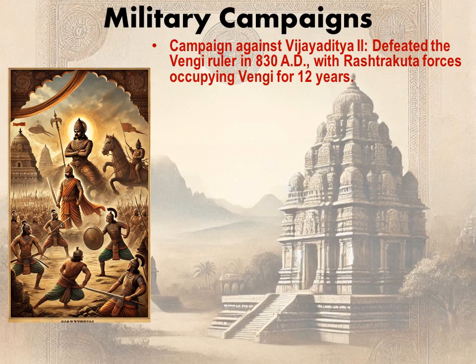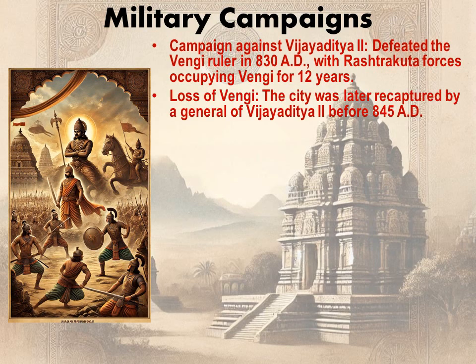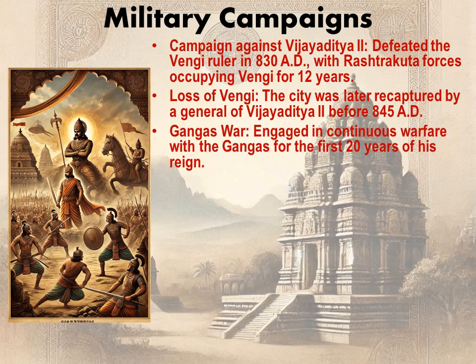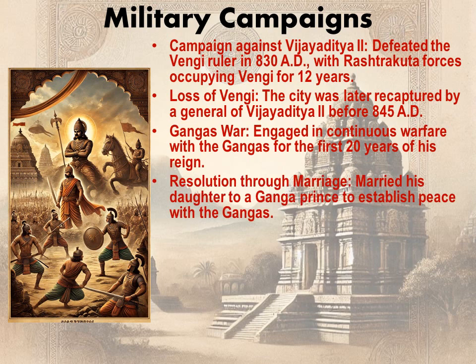Military campaigns. In a campaign against Vijayaditya II, he defeated the Vengi ruler in 830 AD, with Rashtrakuta forces occupying Vengi for 12 years. Loss of Vengi. The city was later recaptured by a general of Vijayaditya II before 845 AD. Ganga's war. He engaged in continuous warfare with the Gangas for the first 20 years of his reign. Resolution through marriage. He married his daughter to a Ganga prince to establish peace with the Gangas.